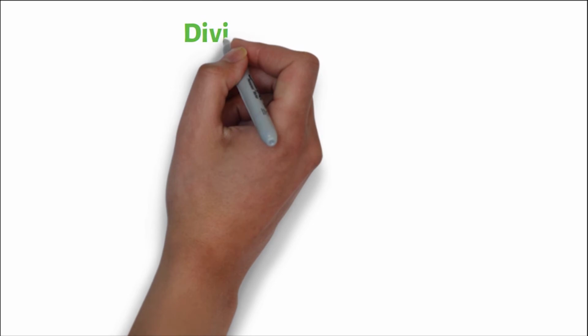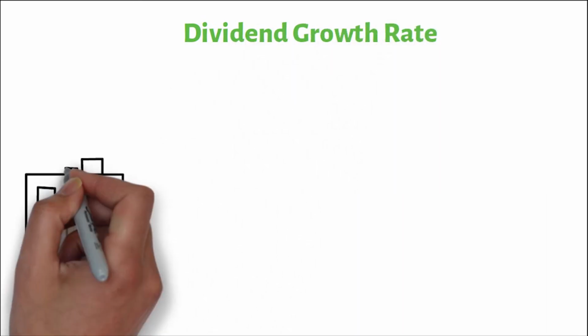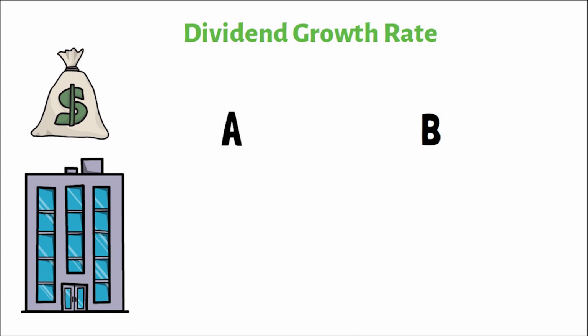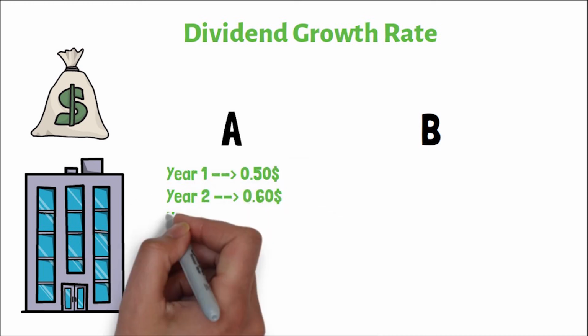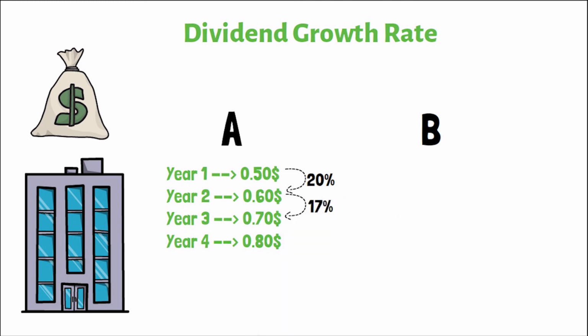Moving on with the dividend growth, or the dividend growth rate. And again, mentioning we want to invest in companies that grow their cash position over time. Let's do an example with two companies, Company A and Company B. Company A grows its dividends by 10 cents each year. The first year it grows by 20%, the second by 17%, and the third year it grows its dividends by 14%.